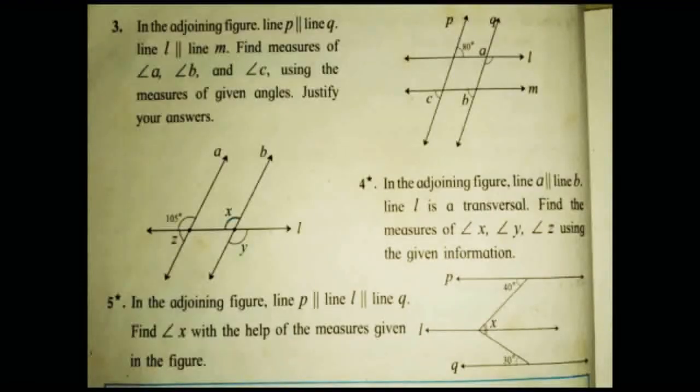Now we will do question number 3. In the adjoining figure, line P is parallel to line Q. Line L is parallel to line M. Find measures of angle A, angle B and angle C using the measures of given angles. Justify your answers. Now question 3rd also you have to do the same thing as question number 1st and question number 2nd, how I have taught you. All 5 questions you have to solve the same way. You only have to understand the method and the formula. So let's begin.